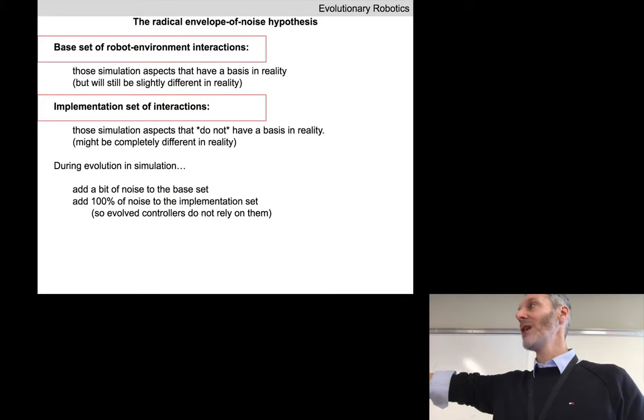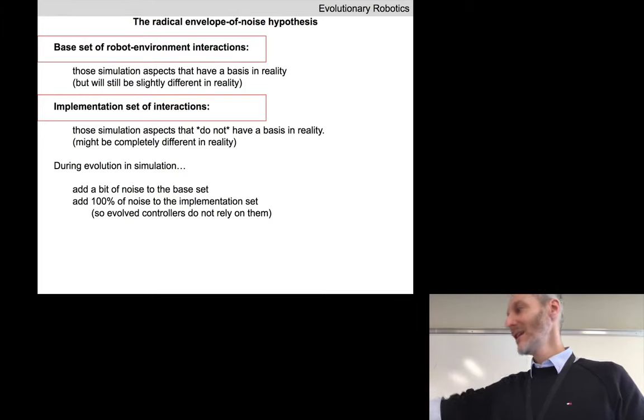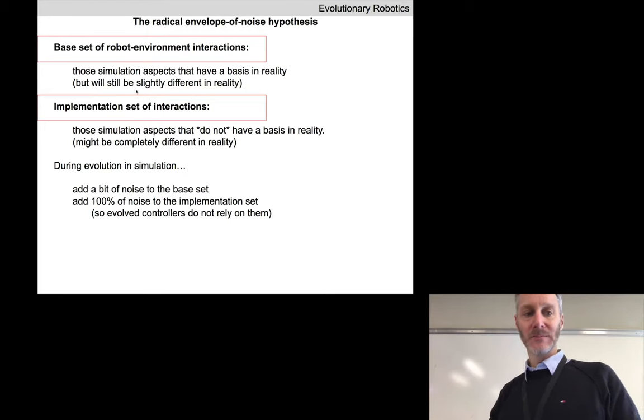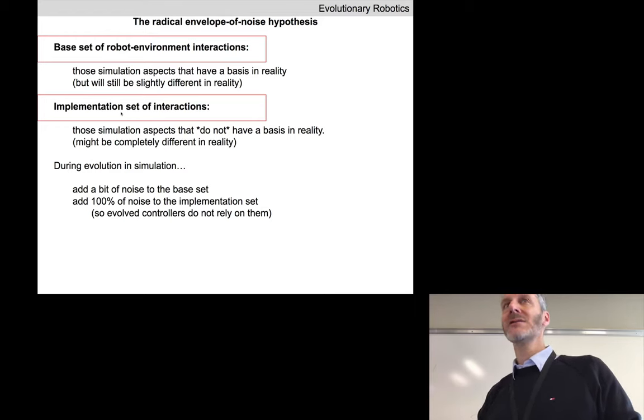There is also some ground in reality. The ground in reality is definitely not going to be perfectly flat. It may be carpet, it may be linoleum. There are going to be slight differences. Then there are also implementation details, things that exist in the simulator that have no basis in reality. Given your experience with the physics engine PyroSim, or actually Open Dynamics Engine, which is the physics engine that is sitting underneath PyroSim, what are some details there that have no correspondence in reality?